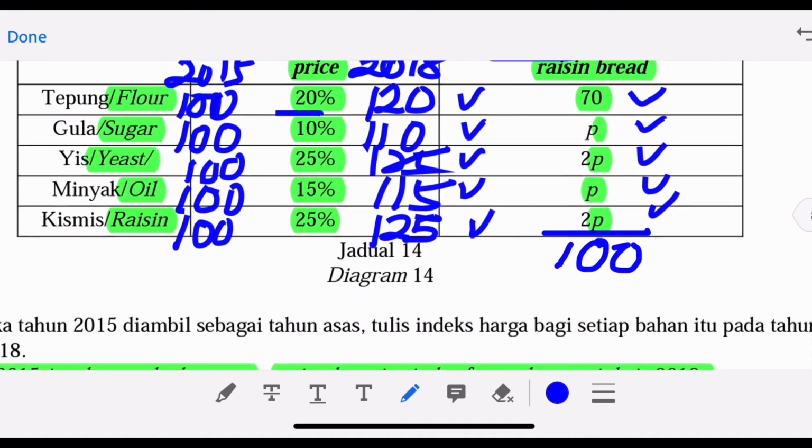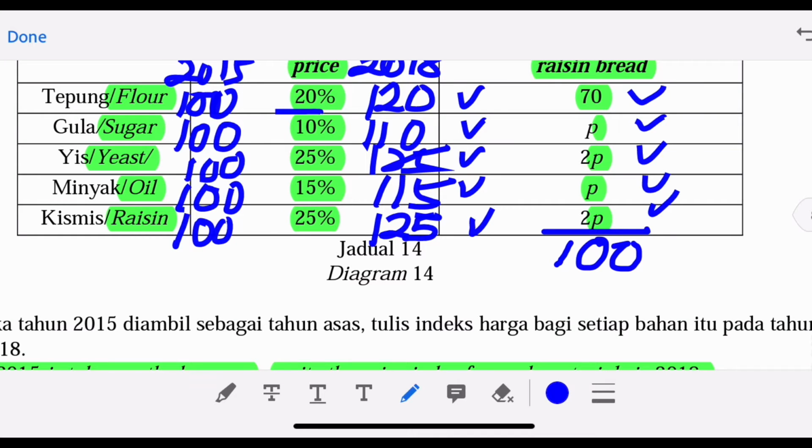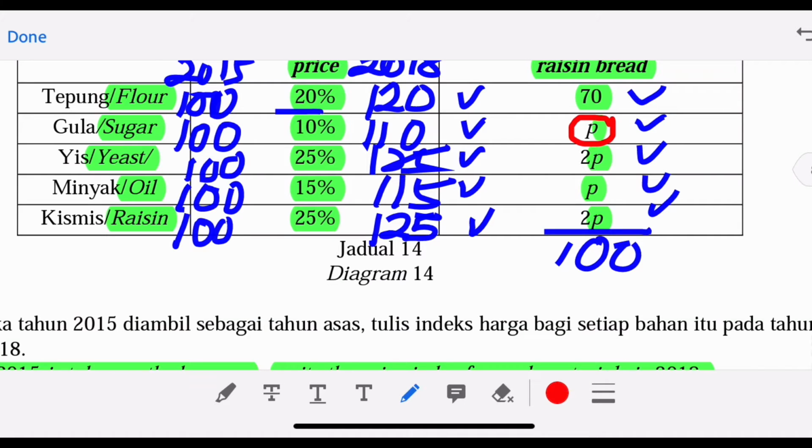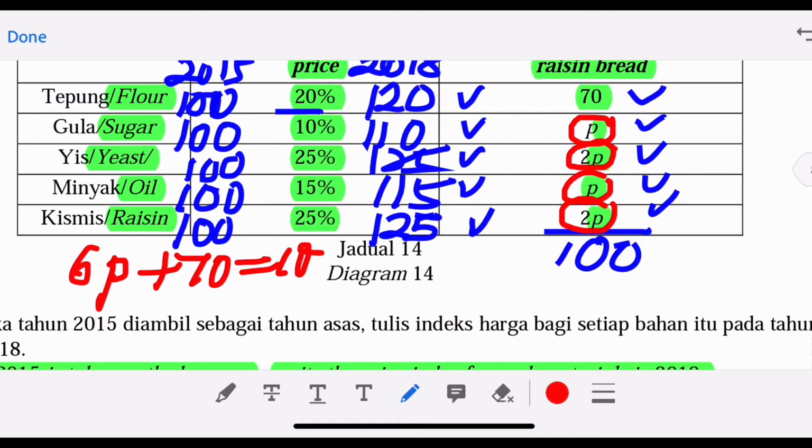So total, if we add up, how many P do we have? We should total up and solve P first, because P was not given. 1P, 1 plus 2, 3P, 4P, and then we have 6P. 6P weightages plus 70 is 100, right? That means 6P is 30. That means 1P represents 5.